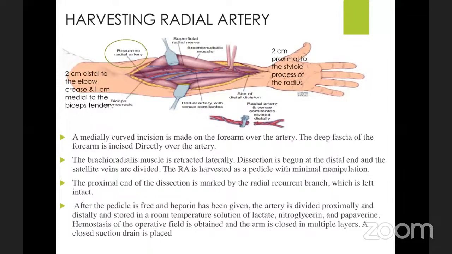After the pedicle is free and heparin has been given, the artery is divided proximally and distally and stored in a room temperature solution of lactated nitroglycerin and verapamil. Hemostasis of the operative field is obtained and the arm is closed in multiple layers. A closed suction drain is also placed.